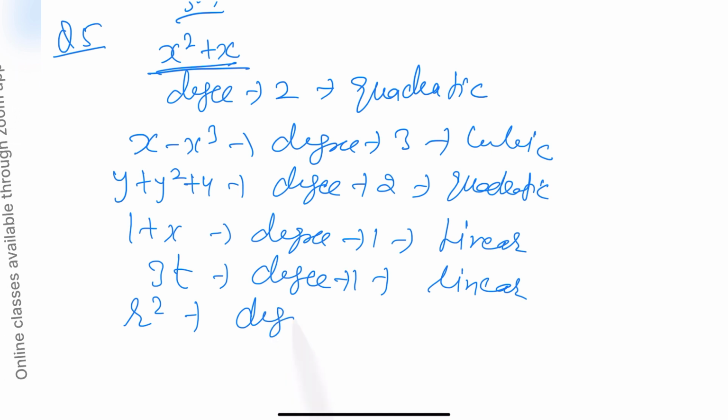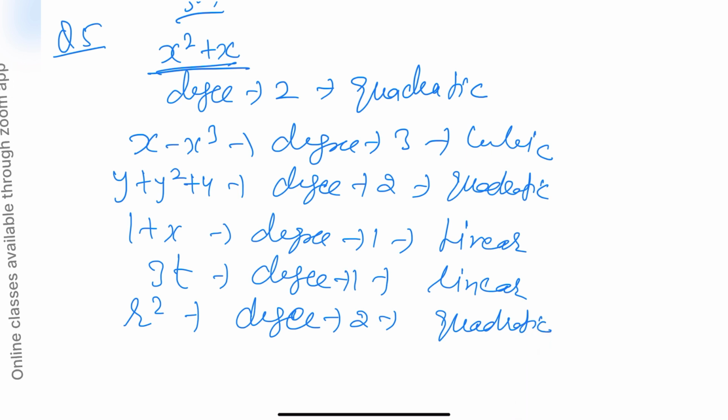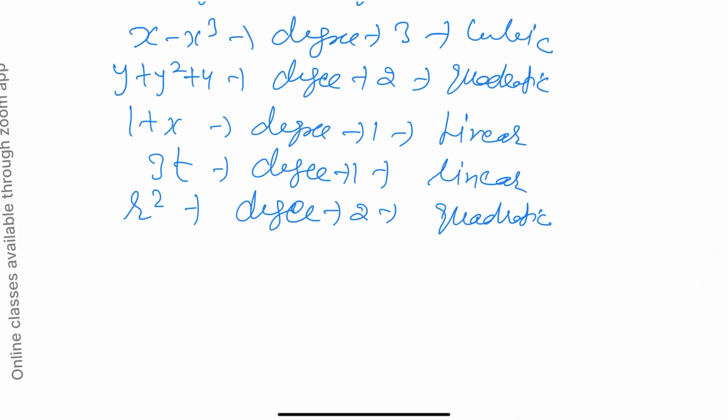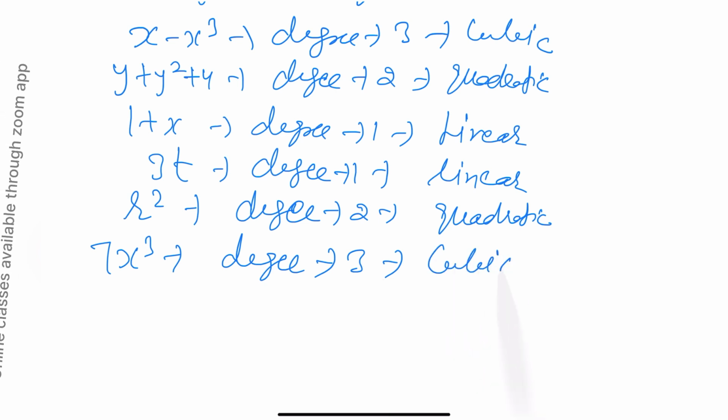r square. It is a monomial of degree 2, so it becomes a quadratic. It is a monomial of degree 2, so it becomes a quadratic polynomial. Next is 7x cube. It is also a monomial whose degree is 3, so it means it is a cubic polynomial.